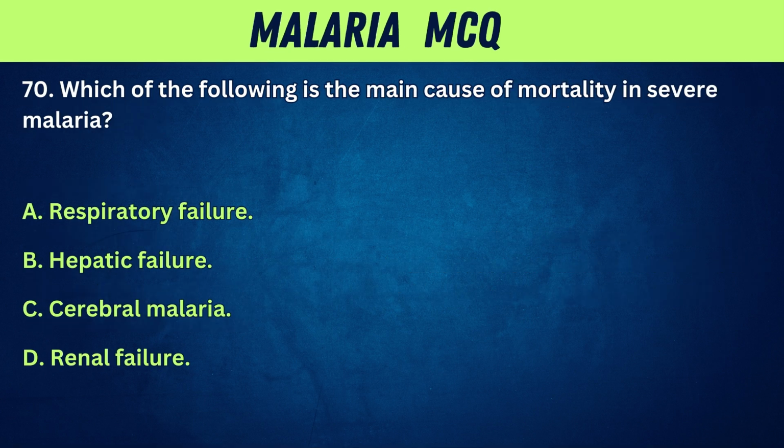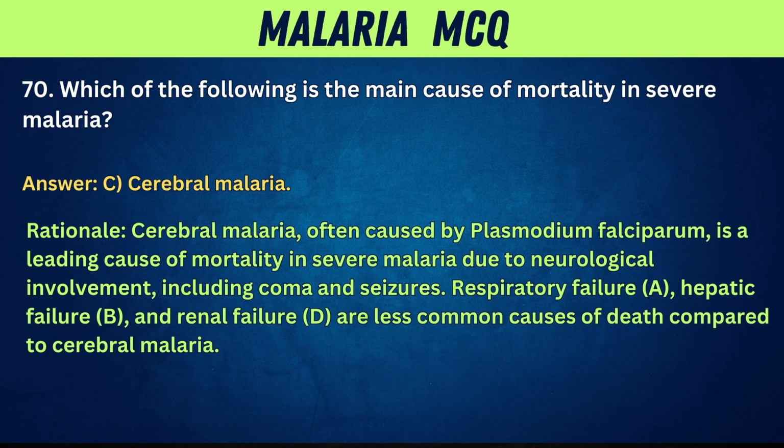70. Which of the following is the main cause of mortality in severe malaria? A. Respiratory failure. B. Hepatic failure. C. Cerebral malaria. D. Renal failure. Answer: C. Cerebral malaria. Rationale: Cerebral malaria, often caused by Plasmodium falciparum, is a leading cause of mortality in severe malaria due to neurological involvement, including coma and seizures. Respiratory failure, A, hepatic failure, B, and renal failure, D, are less common causes of death compared to cerebral malaria.